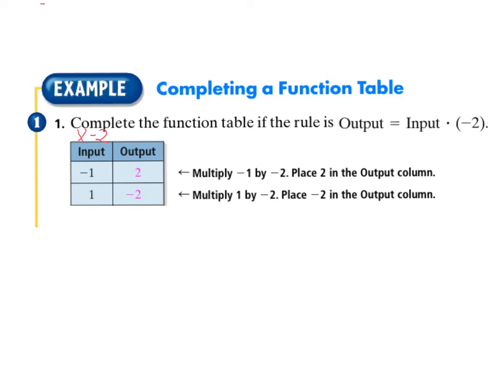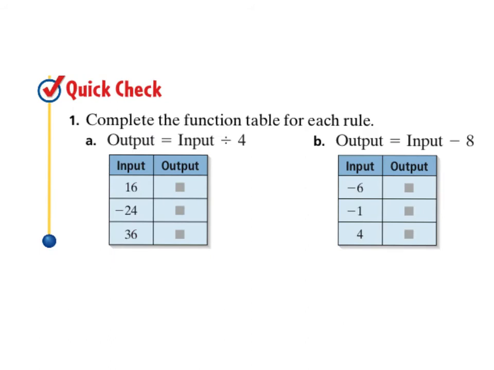If our input is 1, 1 times negative 2 gets me negative 2, because a positive times a negative is a negative. Then if we put in 3, 3 times negative 2 gets us to negative 6, because 3 times 2 is 6, and then a positive times a negative gives you a negative answer. So the input column has to follow the rule, and the output column is the result. Pause the video and complete these two tables in your notebook. Please copy the tables and then fill them in.